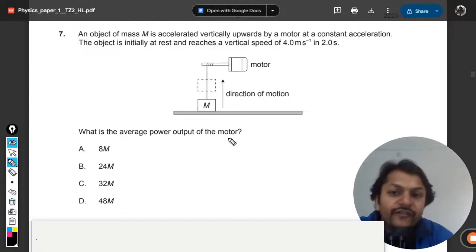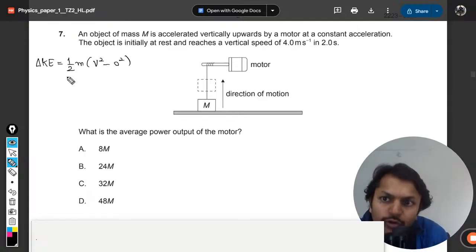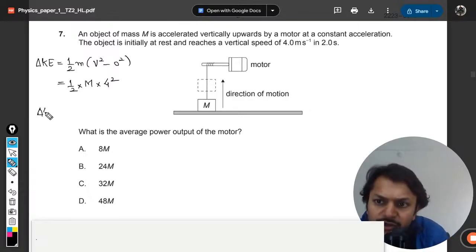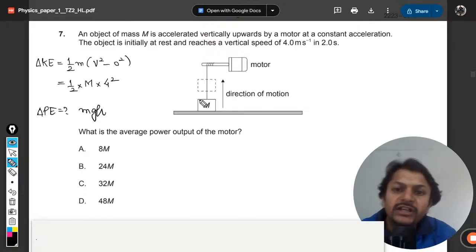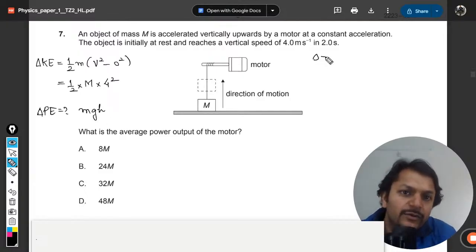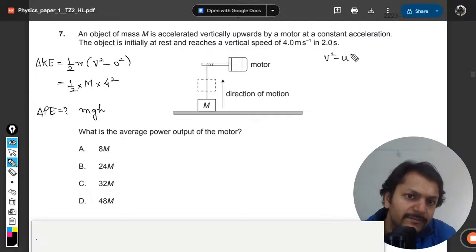So in this question, first we will find the change in kinetic energy. That will be half m v square minus 0. So half, mass can be taken as capital M, V is 4, so that will be 4 square. This is the change in the kinetic energy. Let us go for the change in potential energy now. Change in potential energy will be clearly mgh, but the height is not known, so we have to find the height. And for that we will be using s is equal to ut plus half at square, but for that a is not known. Let us go for v square minus u square is equal to 2as.